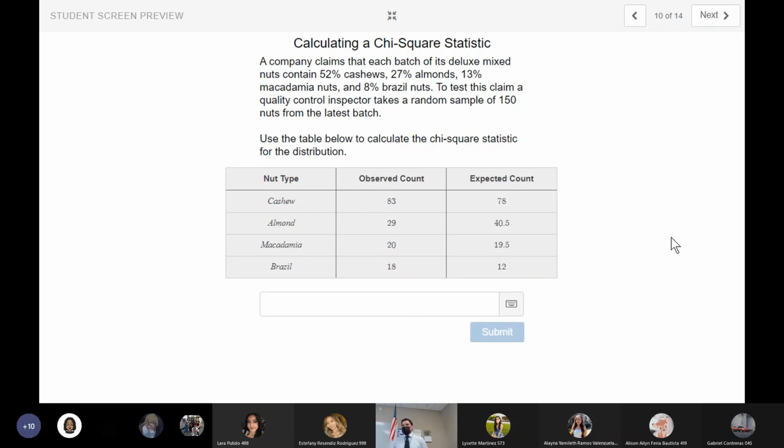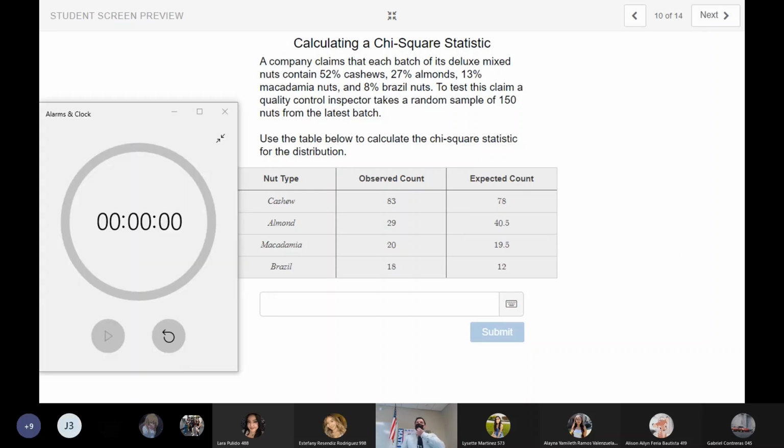So now we have a lot of data to use, and we want to calculate the chi-square statistic. Chi-square statistic, again, is a single number that will be a decimal. We're going to use our table below with our observed and expected counts to help calculate our chi-square statistic for our distribution. And remember, if you need to, slide 3 here has our chi-square statistic formula. You're most likely going to need a calculator or some scratch paper to work this out. All right, so let's go over this one.